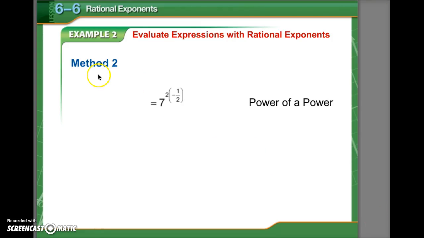Here's the second way of thinking about that problem. 49 is 7 to the 2nd power, so we could rewrite 49 as 7 to the 2nd to the negative 1/2 power. Remember that we are multiplying these exponents, and 2 times negative 1/2, half of 2 is 1, so we have negative 1. And 7 to the negative 1 is the same as 1 over 7 to the positive 1, which is just 7, so we also get 1/7 this way.